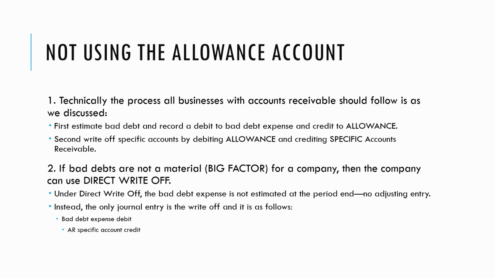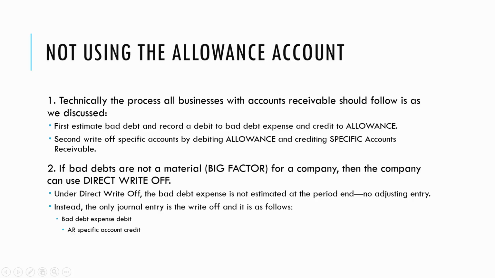If you can show it's not a big amount for your company, then you can use what's called the direct write-off method. The direct write-off method has you writing off that accounts receivable, which is crediting the accounts receivable, and instead of taking it to the allowance account, you're going to take it directly to bad debt expense. That's because if bad debt is not a big amount for your company, you're not estimating bad debt expense at the end of an accounting period. So therefore, when you write off the account, you just take it to bad debt expense.